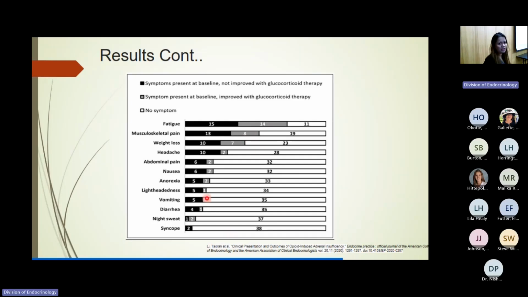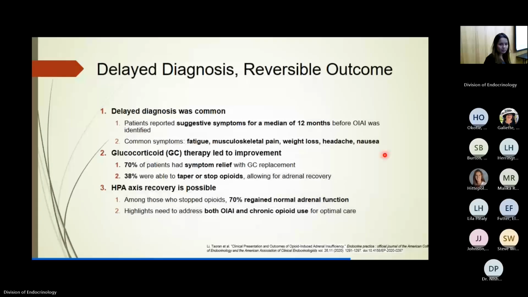But then there were other factors. I don't know how true this is, because in the patients we had, symptoms like vomiting, nausea, and diarrhea improved. But in this study, there was no improvement. So this is also very common.